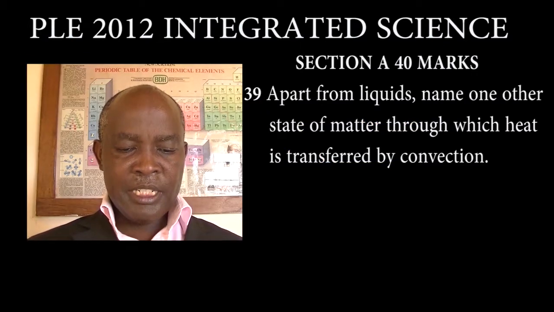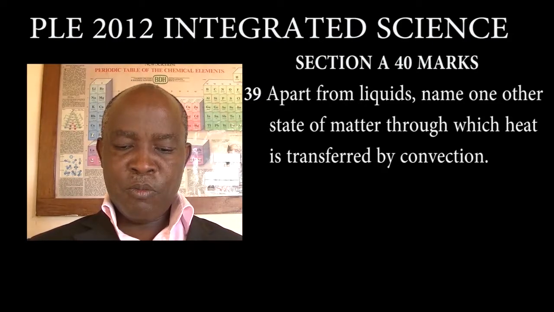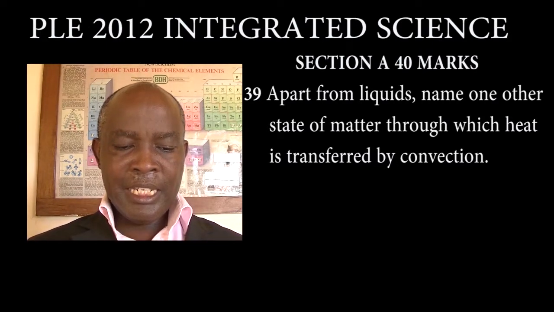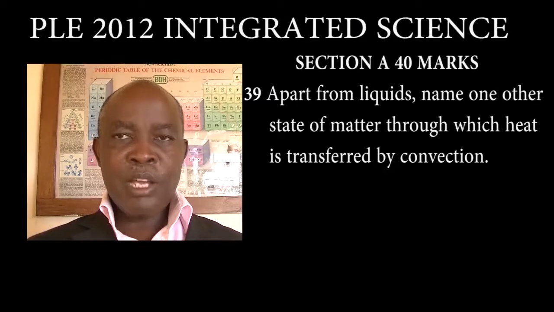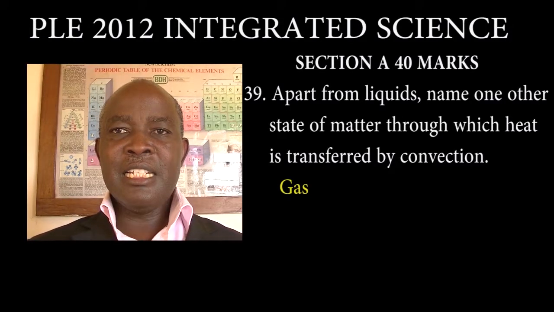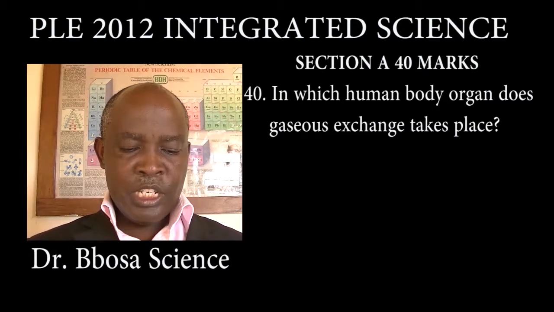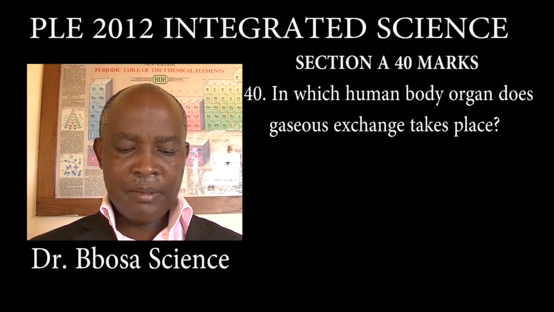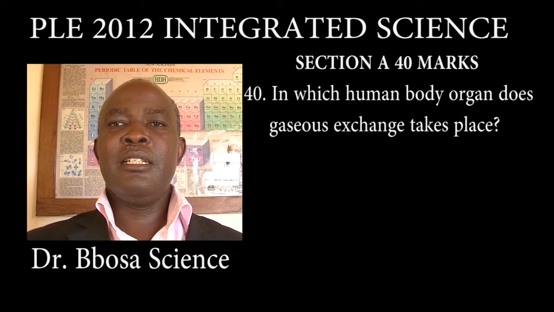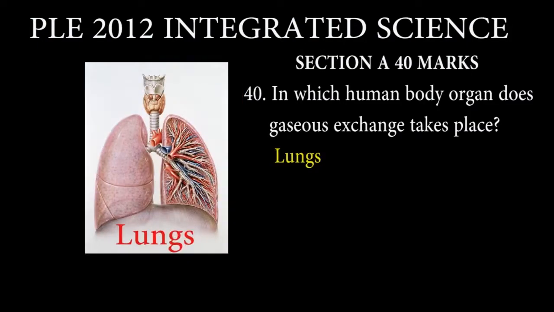Number 39. Apart from liquids, name one other state of matter through which heat is transferred by convection. That is gas. Number 40. In which human body organ does gaseous exchange take place? Gaseous exchange takes place in the lungs.